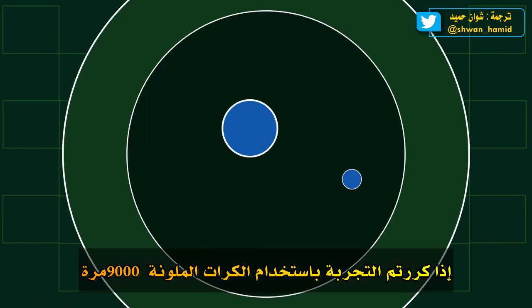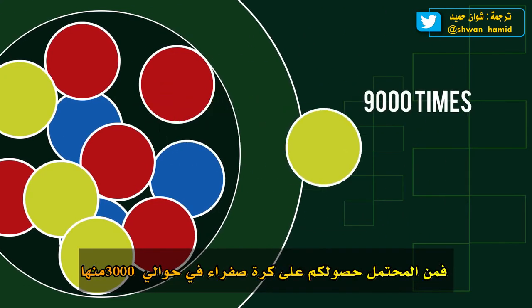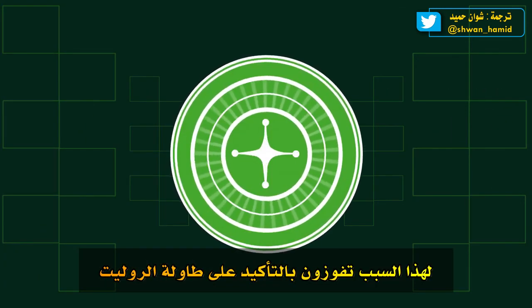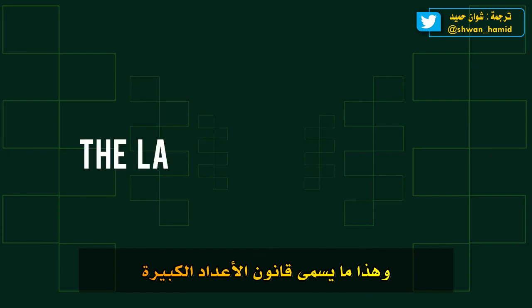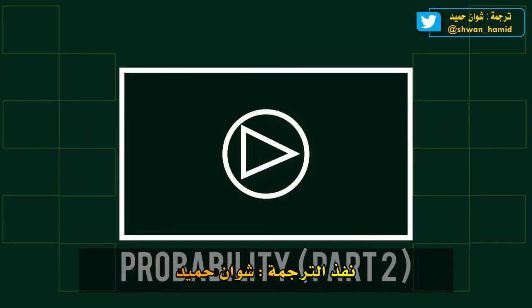If you repeat the experiment with coloured balls 9,000 times, you will probably get a yellow ball in about 3,000 of them. That's why you definitely win on a roulette table the longer you play. This is called the law of large numbers. Watch the second part of this video to find out what restrictions this approach has.